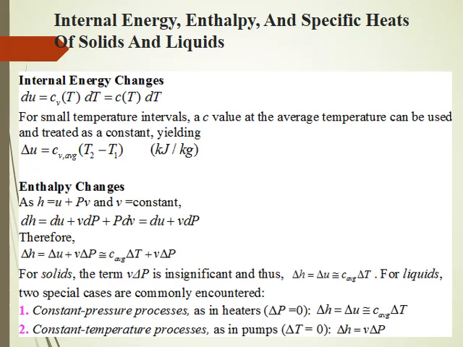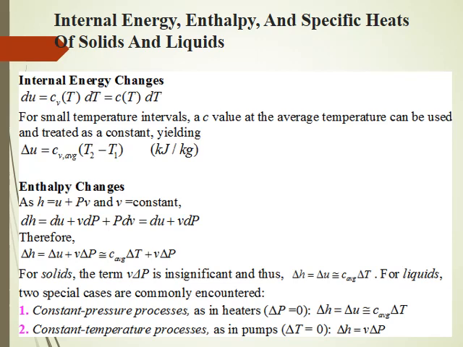Now this is going to be du plus vdp. Why? Because the third term pdv has vanished, as v was assumed to be constant for incompressible substances. Therefore, delta H is equal to delta U plus v delta P. So this can be written as C average into delta T plus v delta P.